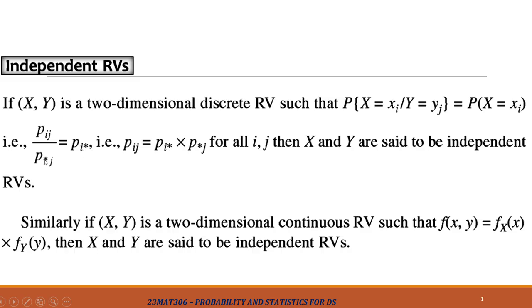Here star represents, in the ith place, that we take all the rows, and star in the jth place means we take all the columns. Similarly, (X, Y) can be a two-dimensional continuous random variable. Here, this is for the discrete case. In the continuous case, we modify it as a small f function, and the same process continues.